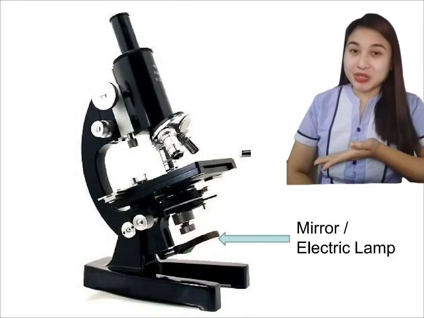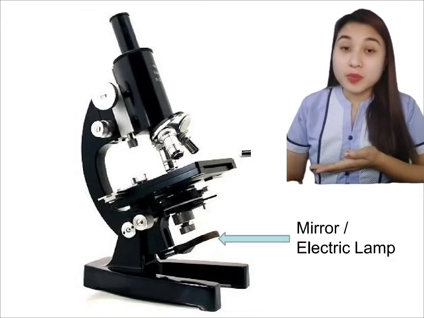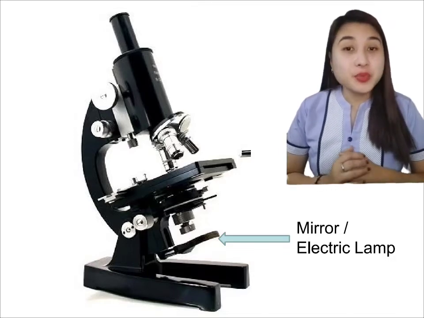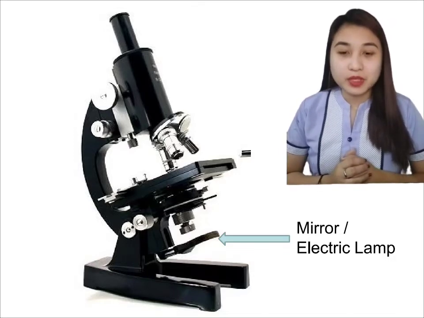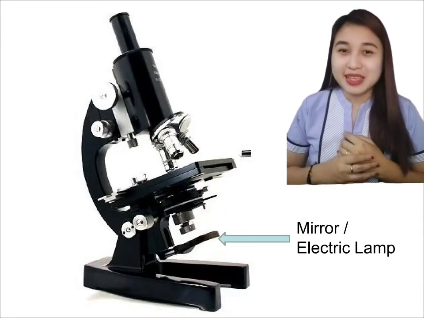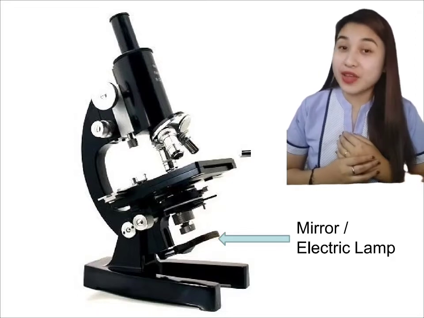Look at the picture. That's the mirror and the light. We cannot see our specimen without the light. So the microscope is supported by light also. We cannot see the specimen if there is no light. And that's why the mirror and the light are very important.